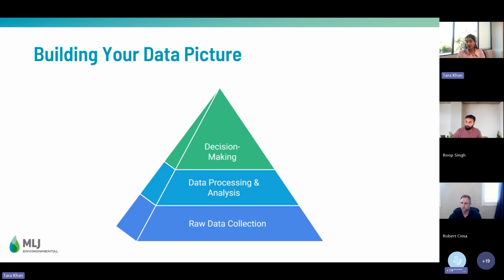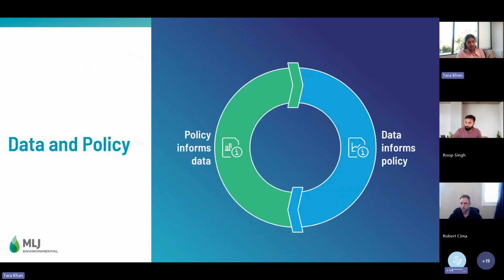So we are starting at the bottom here with raw data collection, and in order to get to decision making, we have to build a solid foundation of data collection. And what that means is that GSAs need to be strategic with what kind of data to collect. Ultimately, that starts with the fact that the data that you collect needs to be informed by policy. The further along you are in your data management journey, your data will also come back to you and help you inform your next steps with your policy. So policy will help you figure out what data to collect, and data in turn helps you figure out what policies to implement going forward.